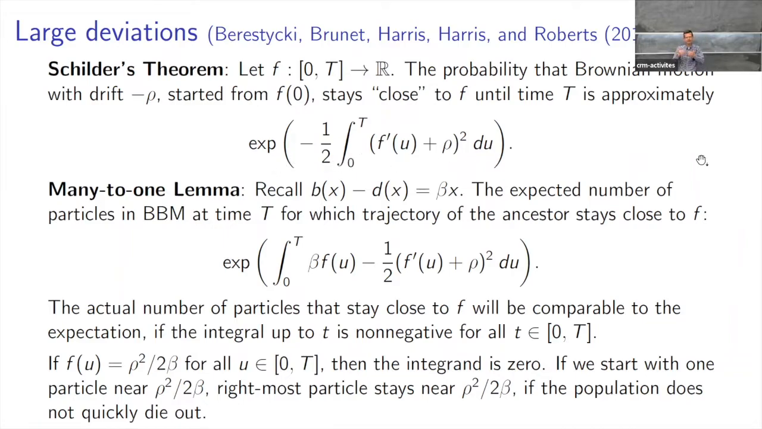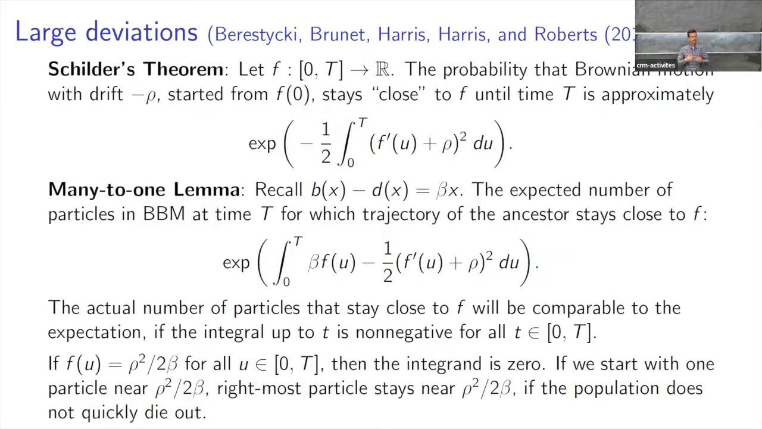Now, for branching Brownian motion, what we would like to approximate is the expected number of particles such that the ancestor of the particle stays close to this function f. And the many-to-one lemma tells us that we can calculate this by starting with the probability that one Brownian particle stays close to the function f, and then multiplying it by a factor that accounts for the branching. And that factor in this case is the exponential of the integral from 0 to t of the difference between the birth rate and the death rate for the particle at time u. And for a particle that's tracking close to the function f, that's going to be beta times f of u.